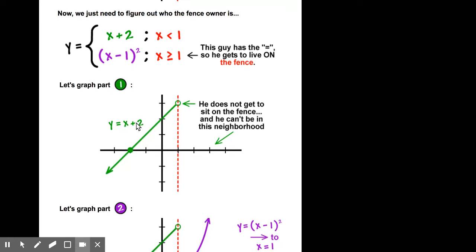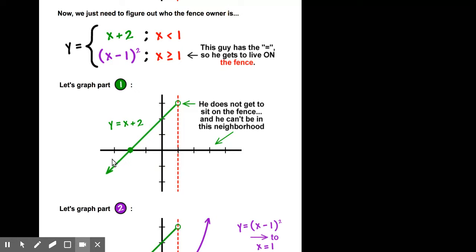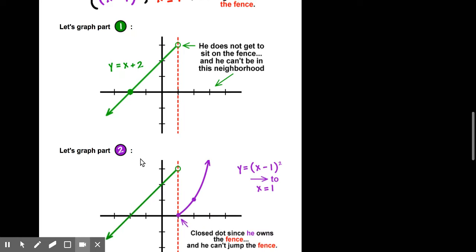So if you had y equals x plus 2, it's a line with a slope of 1 over 1, goes through the y-axis at 2, that's the y-intercept, and then there's an open circle on 1, because 1 is not included. And anything to the left of 1, so smaller than 1 in the domain, is where the line exists, and there is an arrow. And then you can do the second part.